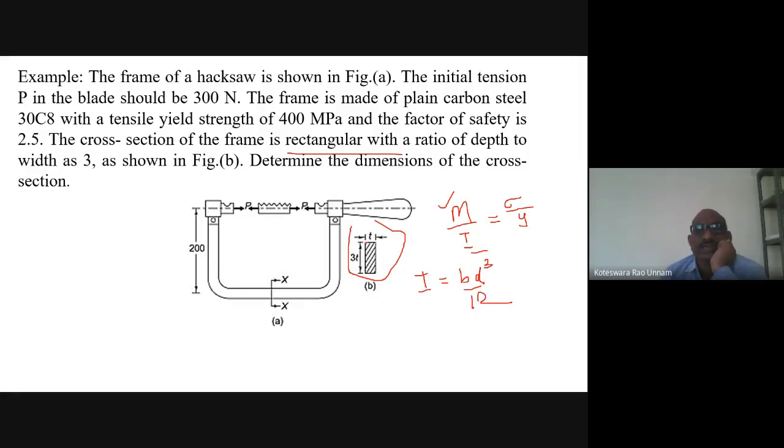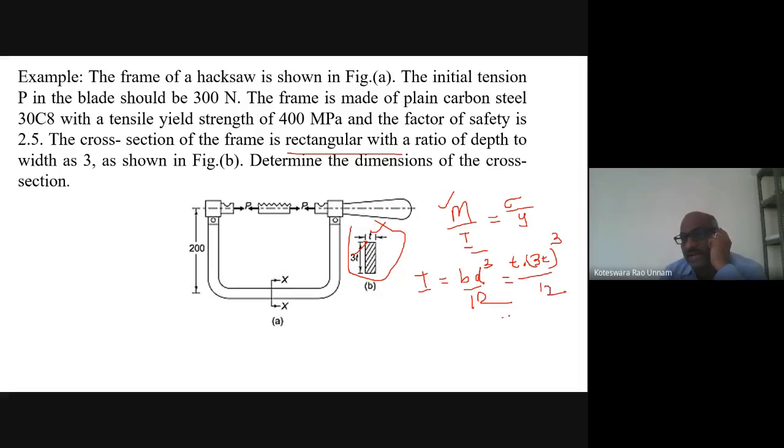So B is T, D is 3T. I have to substitute that here. B is T and D is 3T. But here I need to take (3T) cube because BD cube by 12 is the formula.